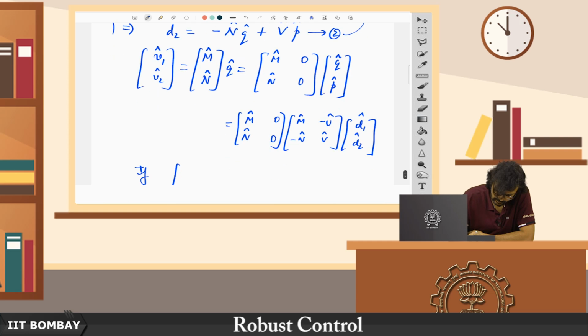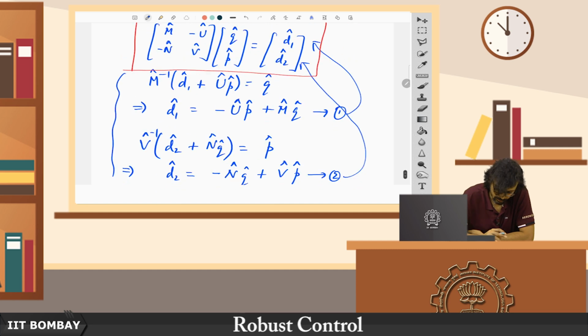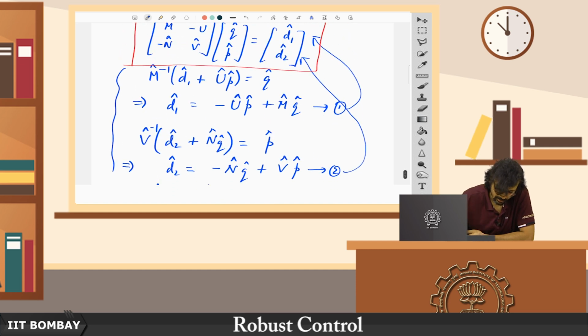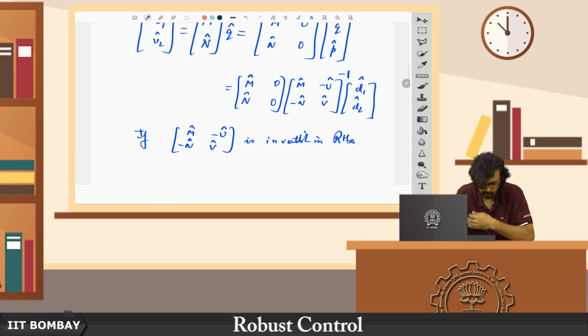Yeah, sorry, it should have been the inverse, right? Because I am trying to free this up to represent q hat and p hat in terms of d1 hat and d2 hat. So now if m hat minus u hat, minus n hat and v hat is invertible in RH infinity, then what do I get?